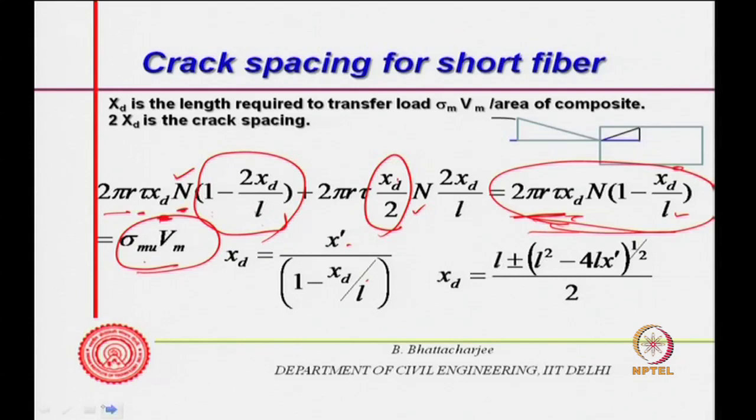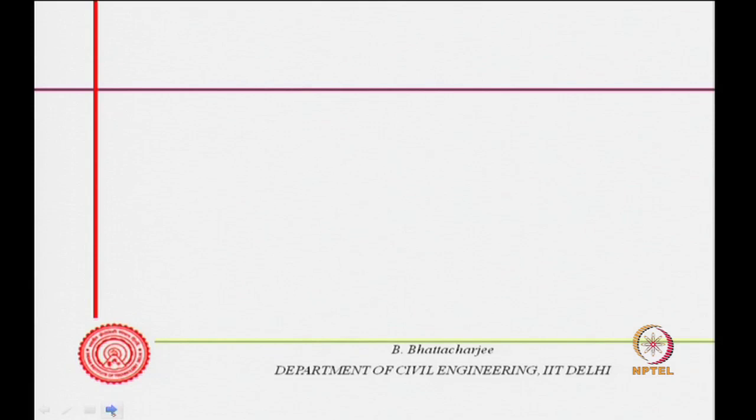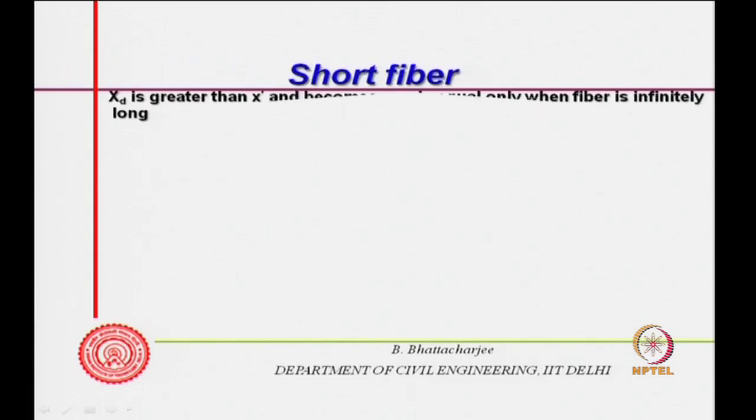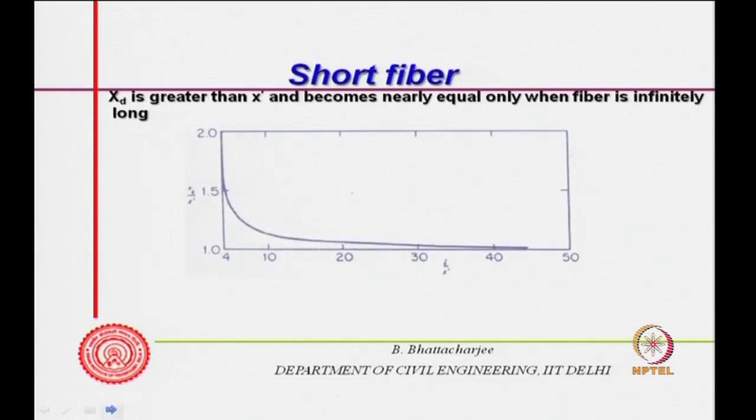So, it is a quadratic equation and x d can be obtained in this manner, where L is the length of the fiber and x dash is for an aligned fiber. So, if you plot L by r against x d by x dash, actually you will get a curve like this.